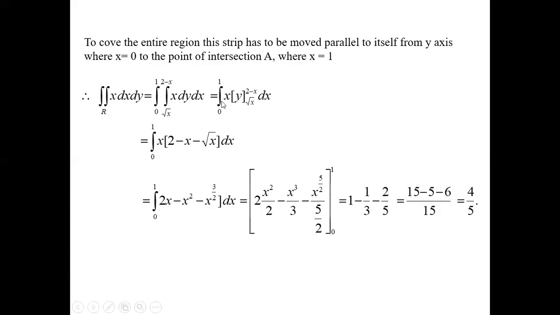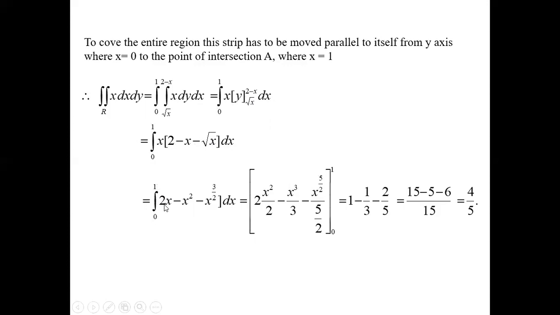With respect to y, x is constant, you can take it outside. Then integral of dy is y between the limits root x to 2 minus x, into dx. Then integral from 0 to 1, this becomes x outside. Then 2 minus x minus root x, upper limit minus lower limit. Then again take this x inside.